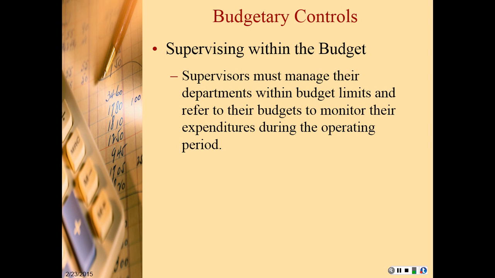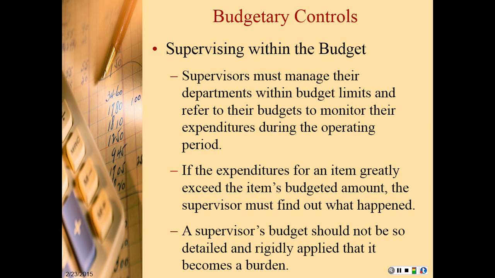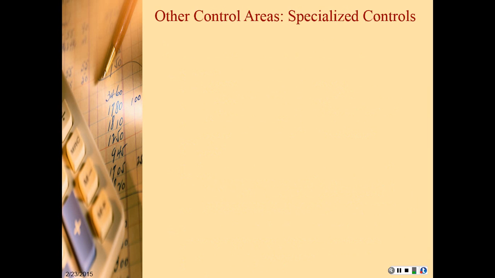Get your people the training they need, get the extra equipment you need, because if you cut it below the budget, next year your budget will be cut. If the expenditures for an item greatly exceed your budget amount, you need to find out what happened and justify it. A supervisor's budget should not be so detailed and rigidly applied that it becomes a major burden to you. And again, if you try to make a hero for yourself and make a name for yourself and keep the budget tight, next year you're going to have no breathing room.